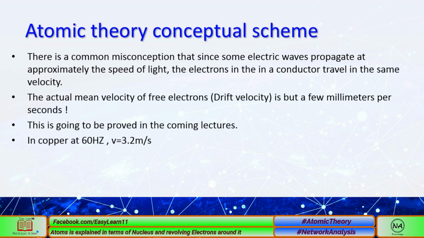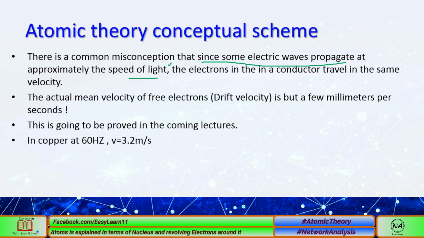This is a base. According to the conceptual theory of physics, there is a common misconception that some electric waves propagate at approximately the speed of light. This is not a misconception, sorry. This first part is actually the right thing, that some electric waves propagate at approximately the speed of light. This is good, no doubt, because in our communication, networking, satellite communication, and fiber optics, these waves, electric pulses, are moving at the speed of light. But this is the misconception.